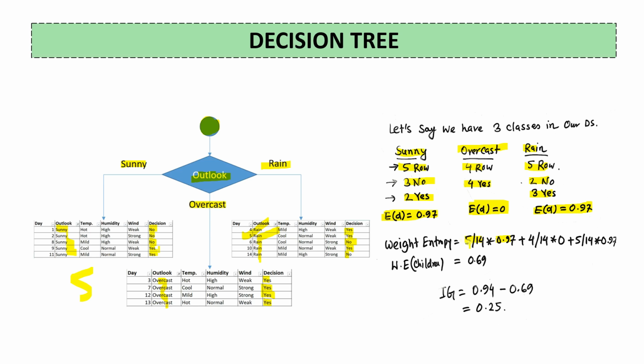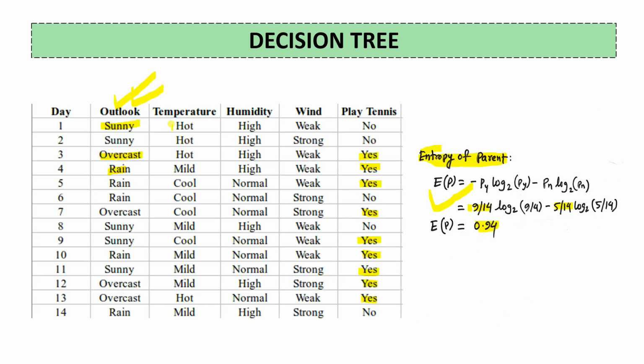Simple. So you have the 14 rows. We can divide it 5, 4, and 5. And after that, we get the weighted entropy of the children, which is nothing but 0.69. And after that, we can subtract this from the parent entropy. We get the information gain of 0.25 for the case of the Outlook column.